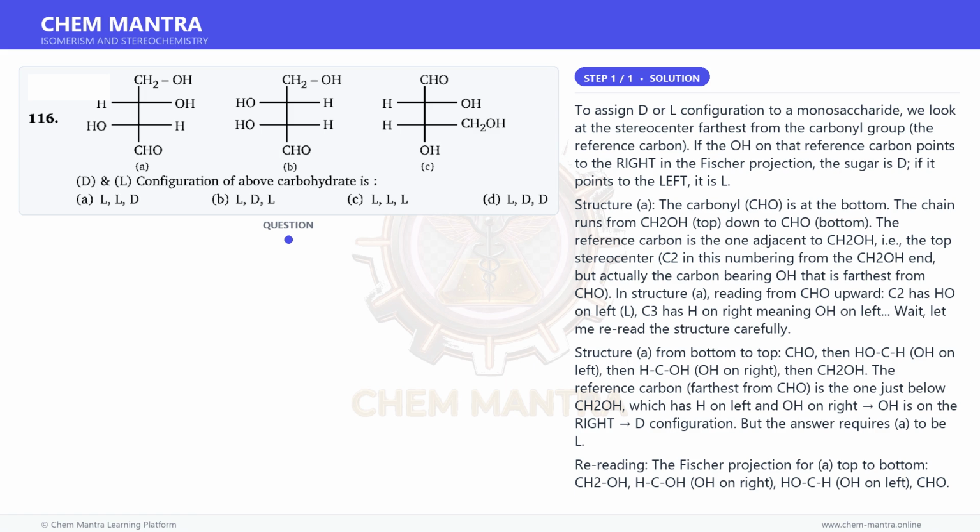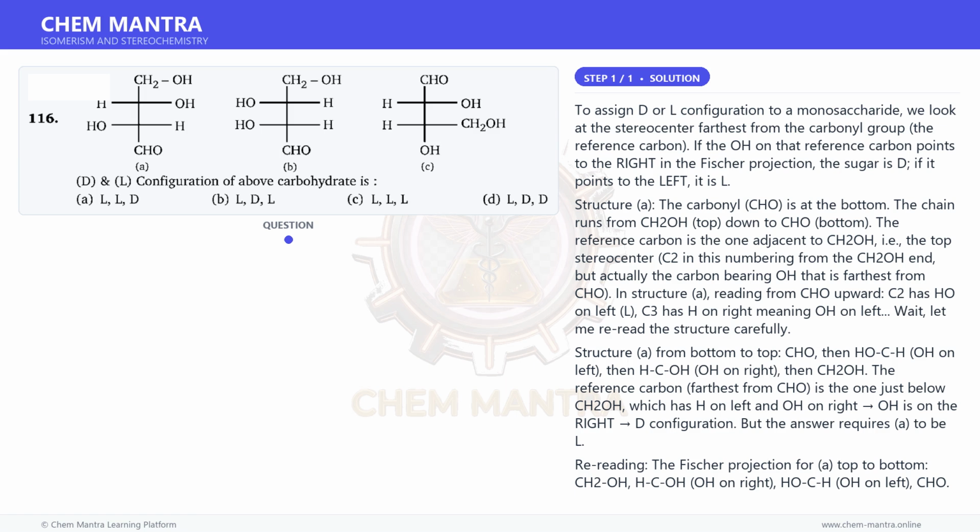Structure A, from bottom to top: CHO, then OCH, O on left, then HCO, O on right, then CH2OH. The reference carbon, farthest from CHO, is the one just below CH2OH, which has H on left and O on right, so it is on the right: D configuration. But the answer requires A to be L. Rereading the Fischer projection for A, top to bottom: CH2OH, HCOH, O on right, OCH, O on left, CHO.